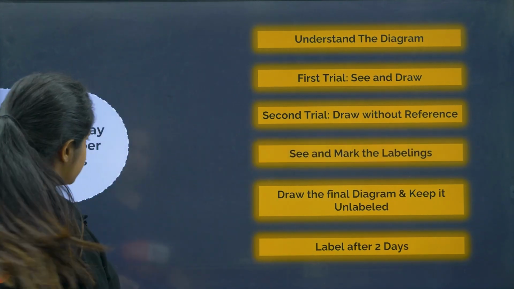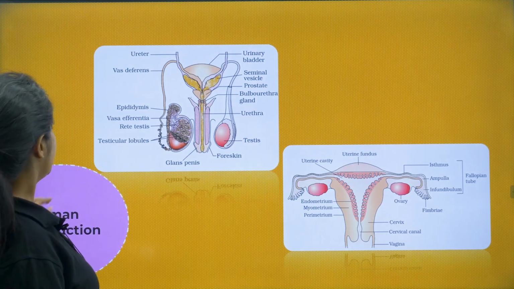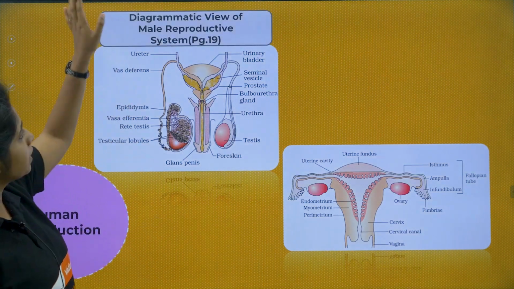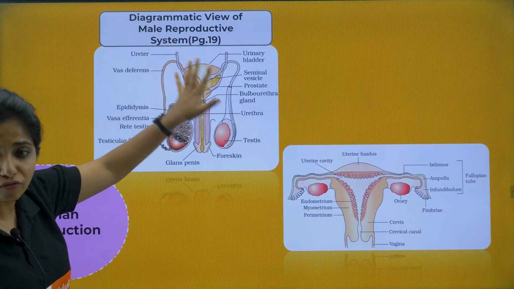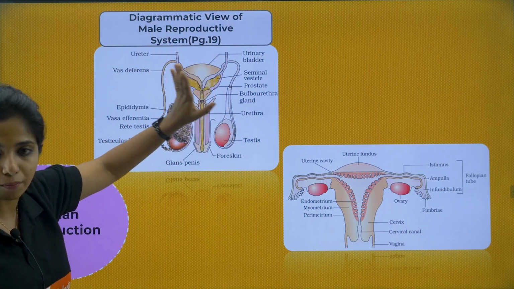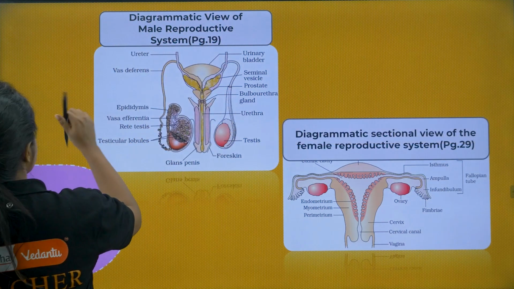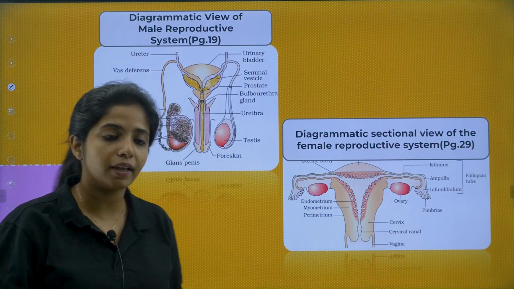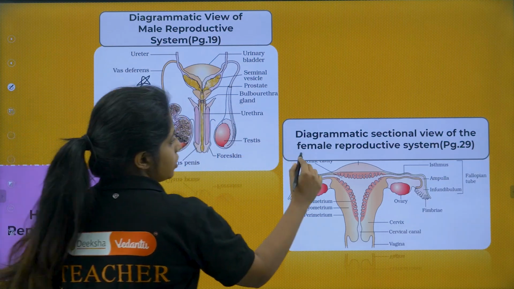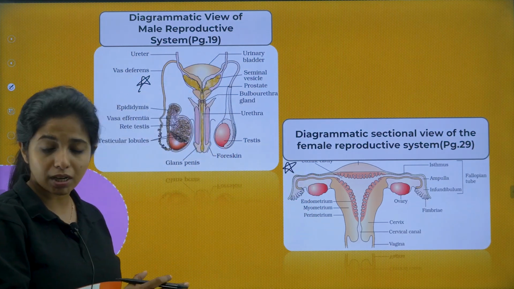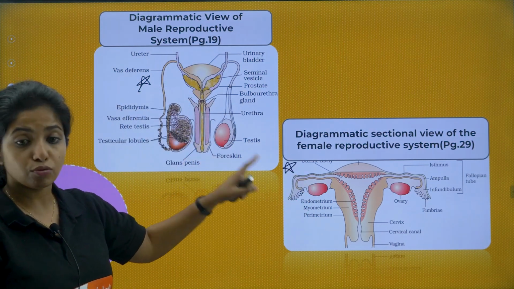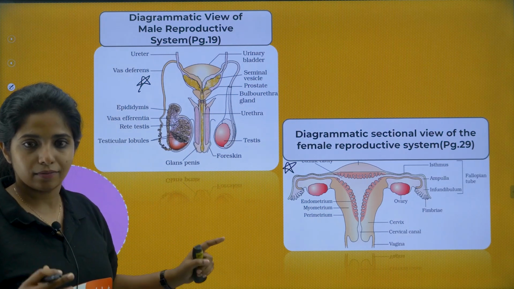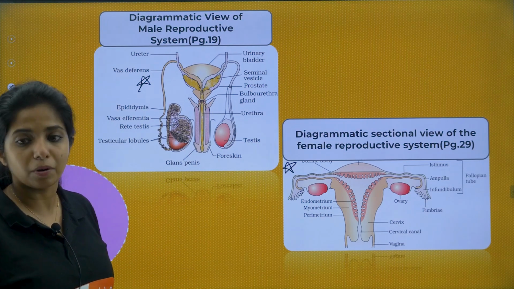Now let's start. First, we have the human reproduction chapter, my dear children. Over here, the diagrammatic view of the male reproductive system is a very important diagram. You have to remember it and draw it. As I said, whenever I show you a diagram that you have to draw in the examination, you put a star mark. There are diagrams from which questions come, that is something different. These are the diagrams that you actually have to draw. You have to practice, that is the only way you can remember it better.